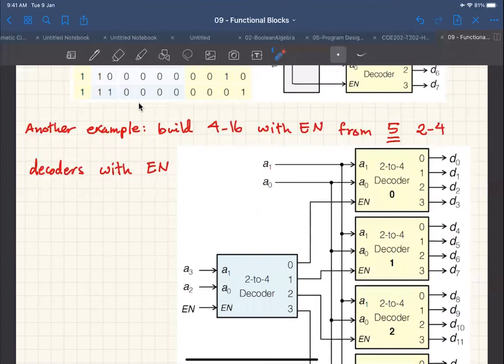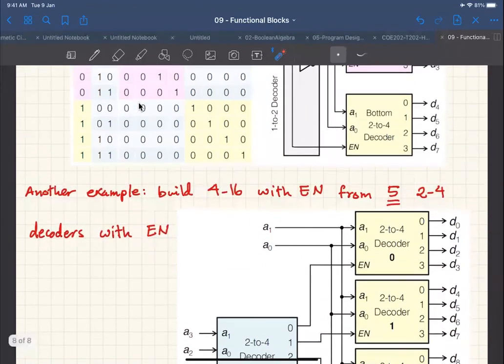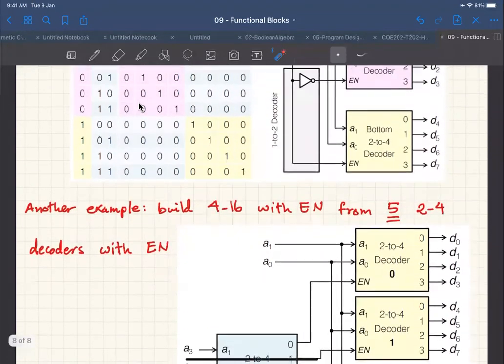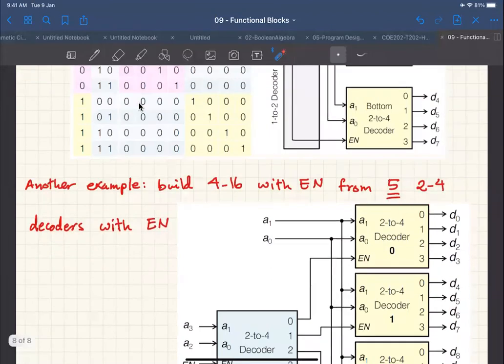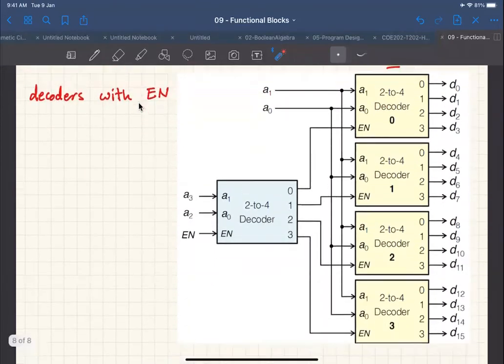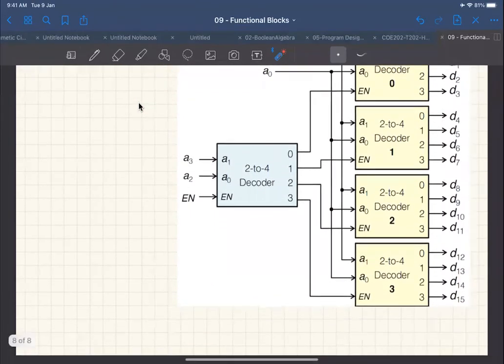Actually, it shows you which part of the table this is: this part is the top quarter of the truth table, and this part is the second quarter, and so on. I'm going to stop here because the lecture is over. Stop recording.